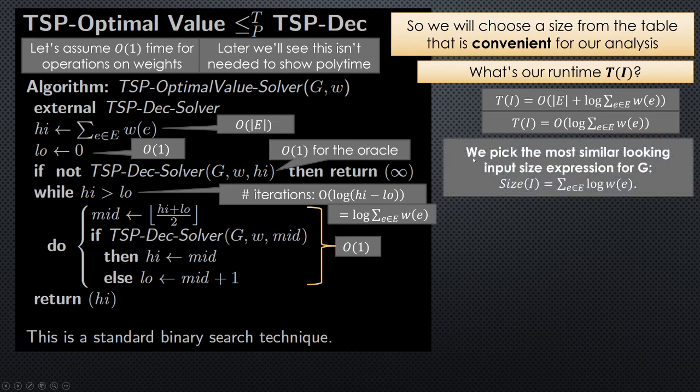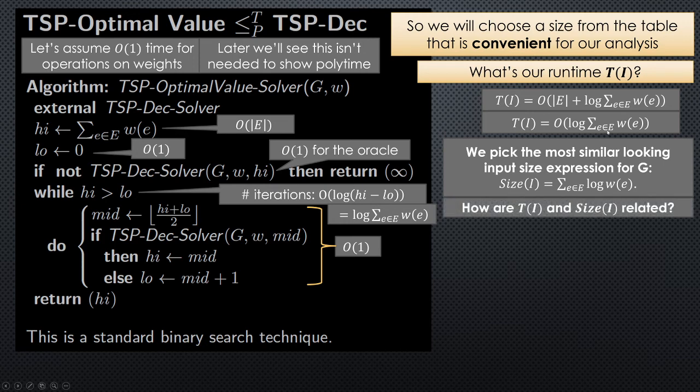Okay, so we're going to pick the most similar looking input size expression for G out of our cheat sheet table. That was the sum of E and E of log W of E. If I go back up to the previous table, you can click back yourself if you like, you can see that that is an expression. It looks fairly similar to our log. Now, it's a little different from our log expression in our runtime.